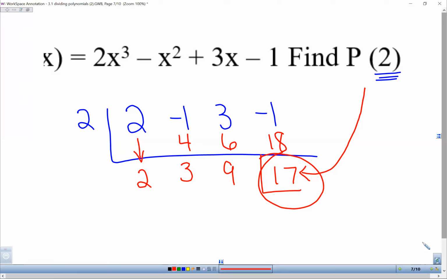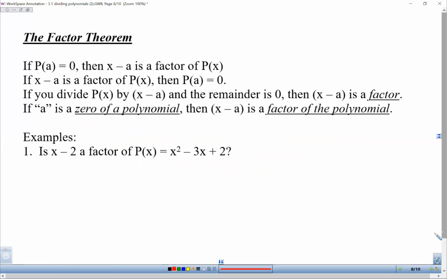Now, notice all these had a remainder. When there's not a remainder, that means we're left with a 0. So you can see here, it says if p of a is 0, then x minus a is a factor of the polynomial. So the question here is going to be, is a certain amount a factor? So we're looking for a remainder of 0. This is called the factor theorem. If the remainder is 0, then whatever we're dividing by is a factor of that polynomial.